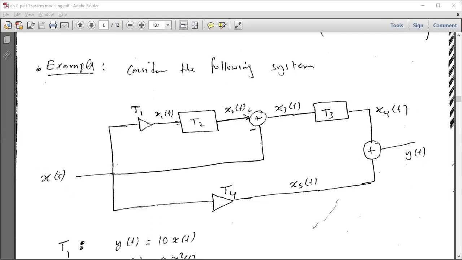We can see that there's x of t as input, and here there is a scaling. This is a scaling, and you get x1 as an output of T1. It's a multiplication. Then T2, system 2, you get x2. It goes to the summation here, and x of t comes immediately to the sum as a difference. And then you get x3. X3 goes into system 3, and then is summed up here. So you have to follow along. Let's see how things are going.